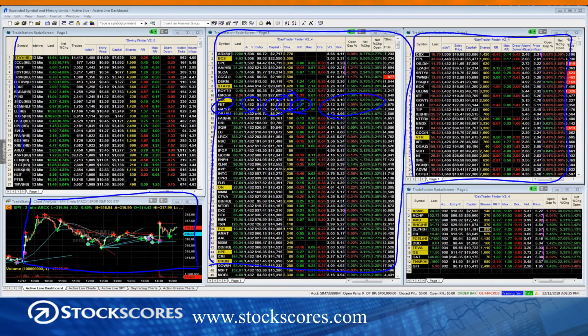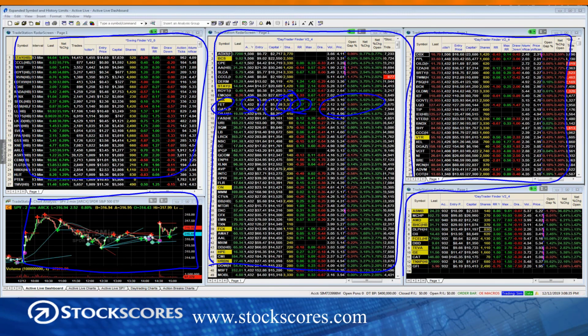This window here is for another strategy I have called the simple swing strategy. It's a swing trading strategy, which means we hold stocks for multiple days. I'm not going to get into that today. I want to focus on the day trading strategy. Now in the bottom right are my alpha stock picks.